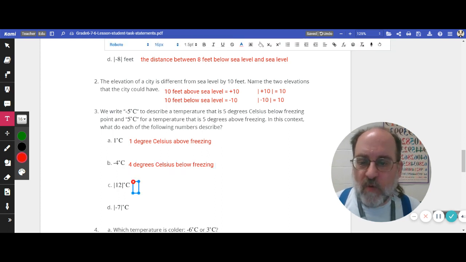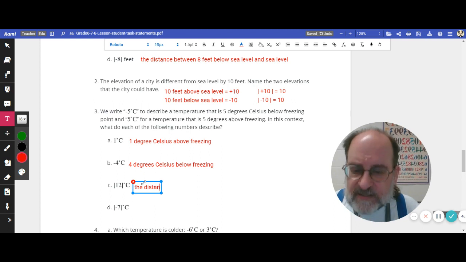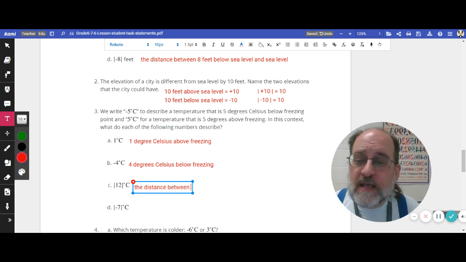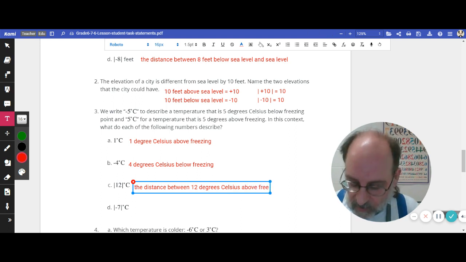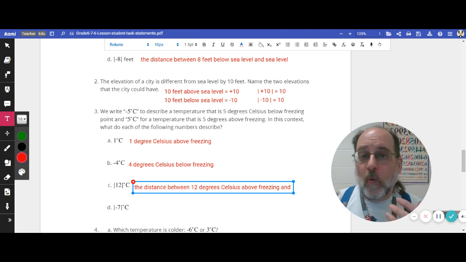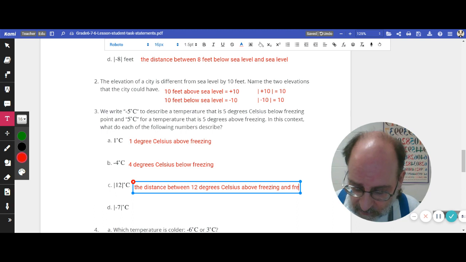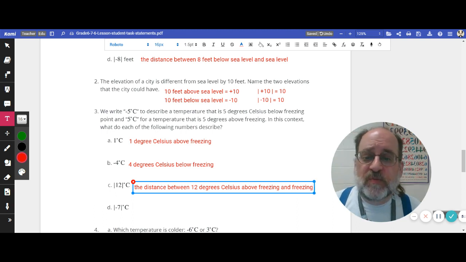But what does this mean? Well, it's an absolute value, so I have to talk about the distance between 12 degrees Celsius above freezing. That's what positive 12 means. And what is the zero for temperature? Well, the zero for temperature is freezing. That's the distance between being 12 degrees above freezing Celsius and just being plain freezing.